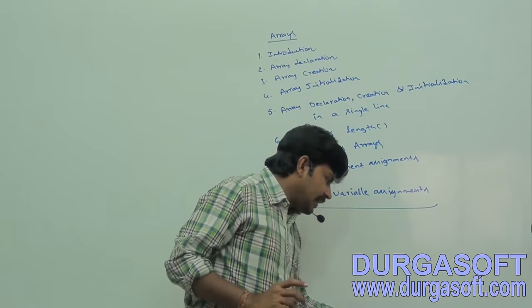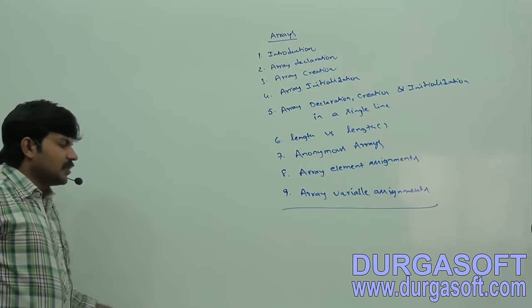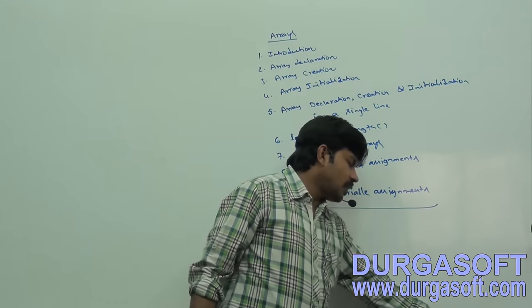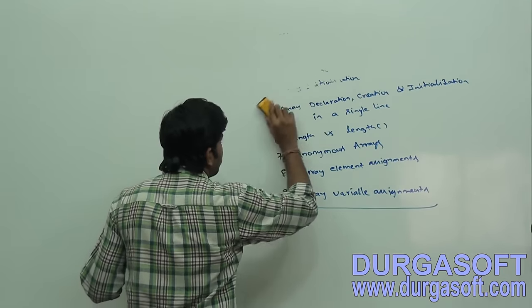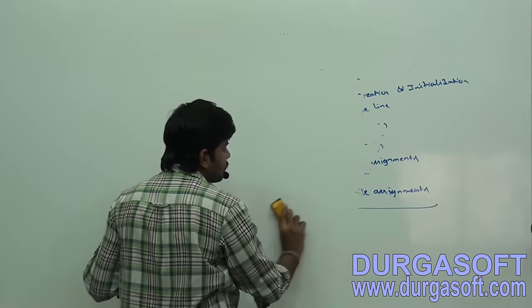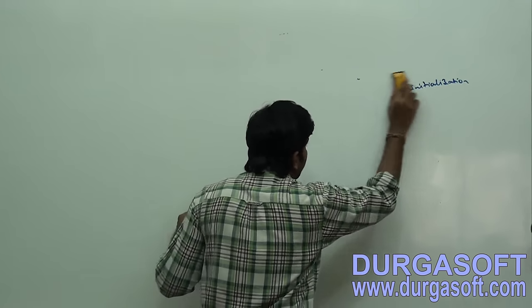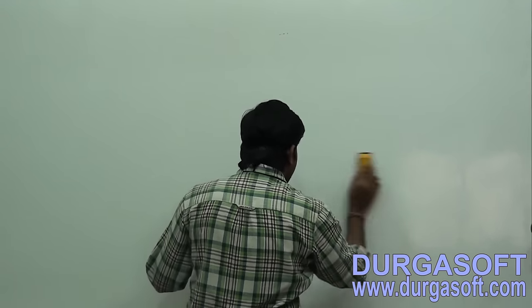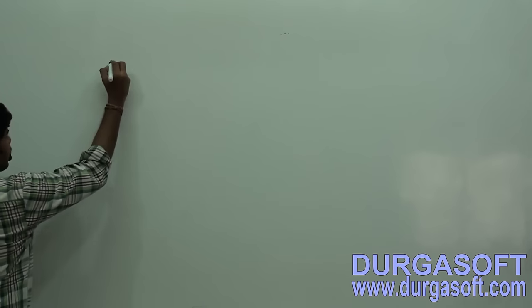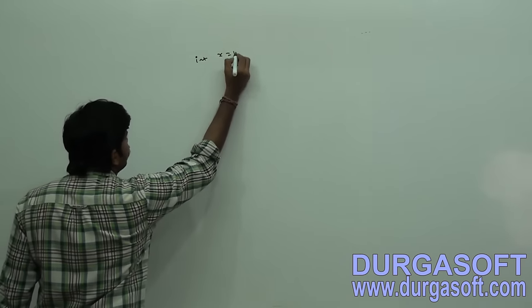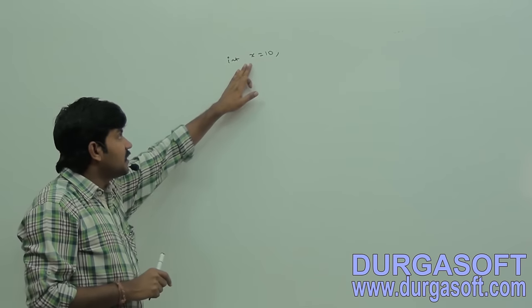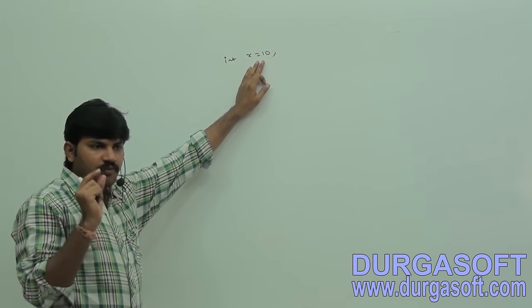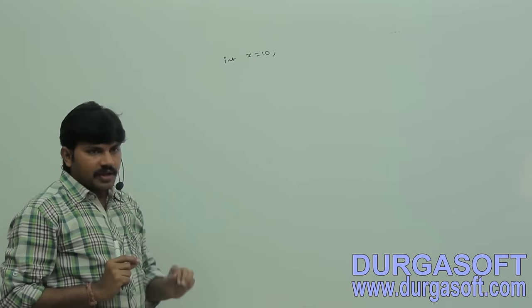So now keep the subheading introduction. Okay, so now the first point: what is the need or purpose of arrays, what is the advantage, what is the disadvantage or limitation? Suppose I take int x = 10. Can you tell what is the purpose of this int x = 10? To represent one int value, 10.